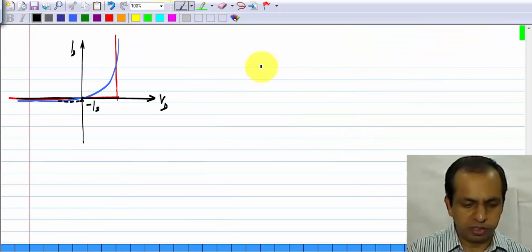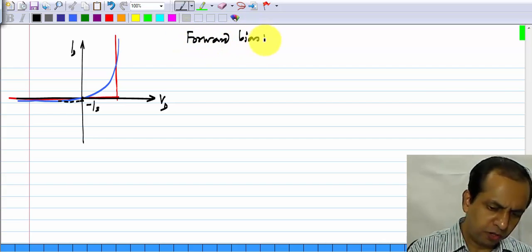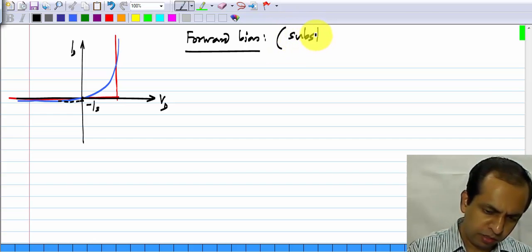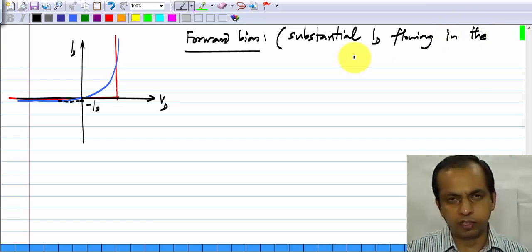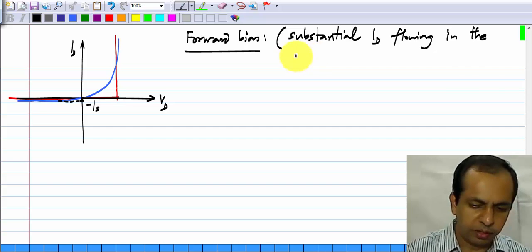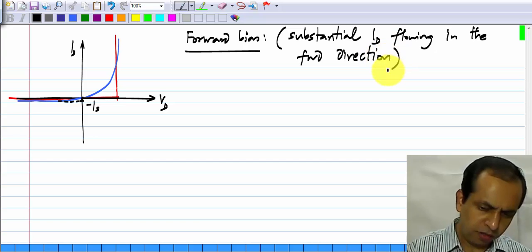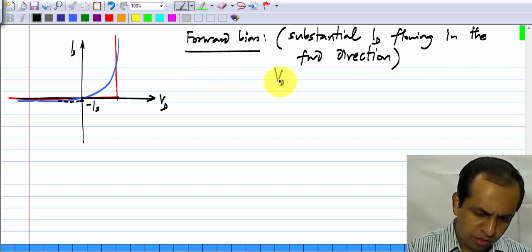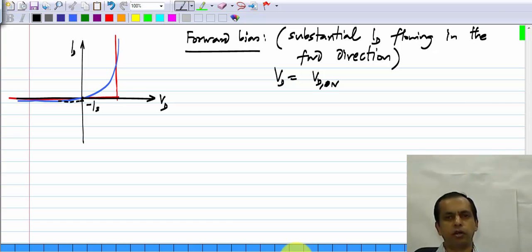So, the next level of approximation is as follows: forward bias, which means that substantial ID is flowing, of course, in the forward direction. In the reverse direction, substantial currents cannot flow in the diode at all. So, in this case, what happens? Vd is some constant which is denoted by Vd on.